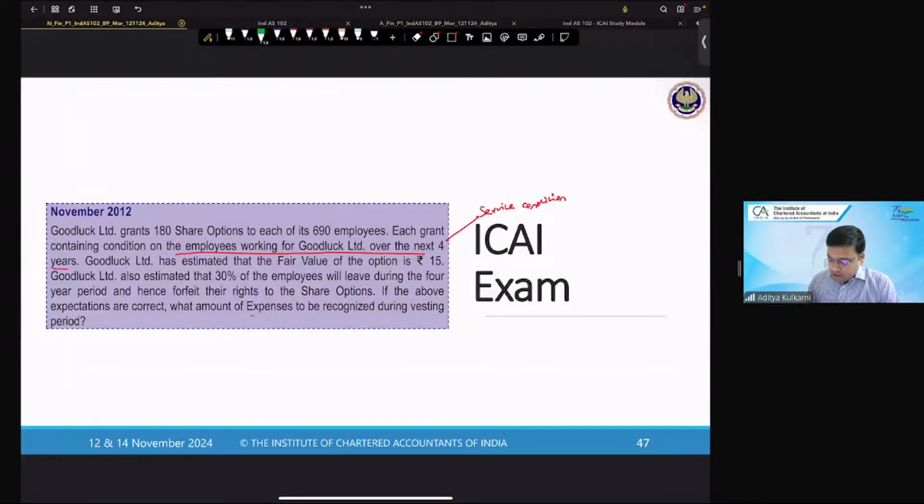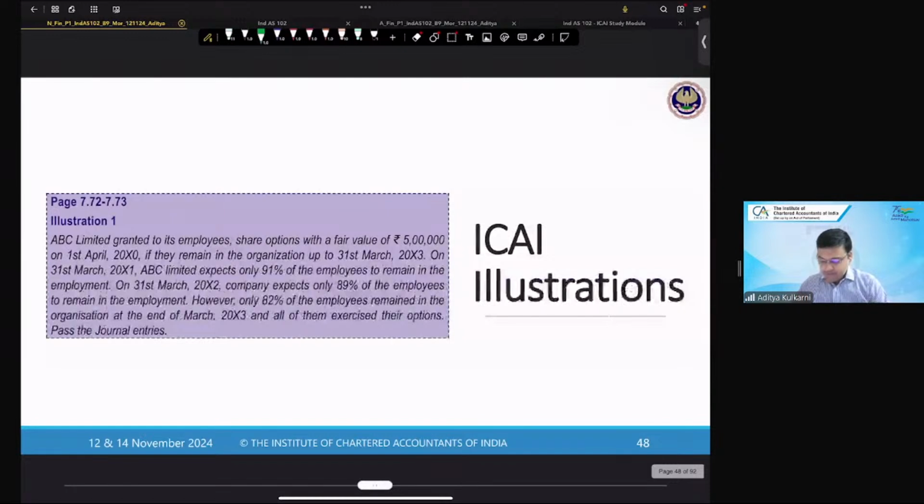What amount of expenses are to be recognized during the vesting period? So this question is done. Okay, I hope this question is clear. Okay, all right. Let us move on to the next one. This is illustration 1 of your study material, page 7.72, 7.73.